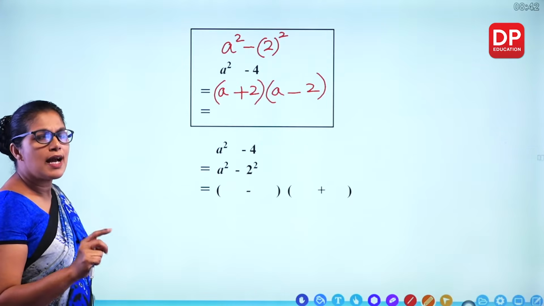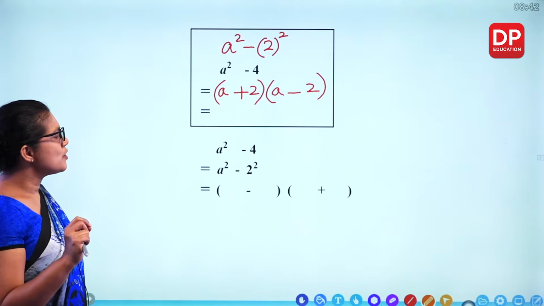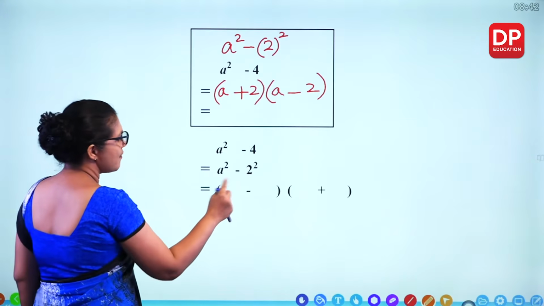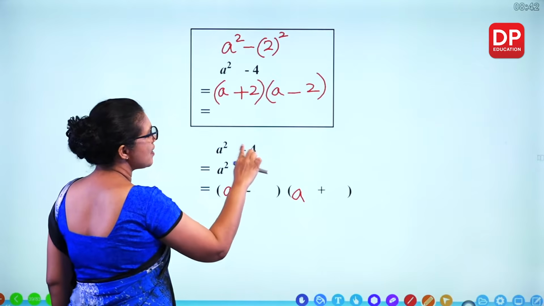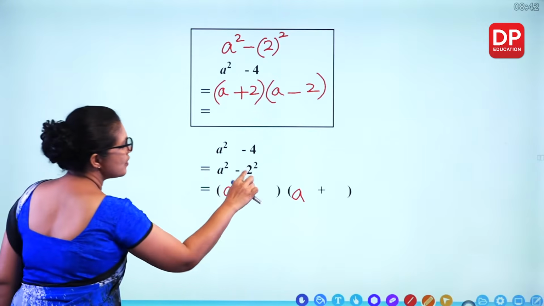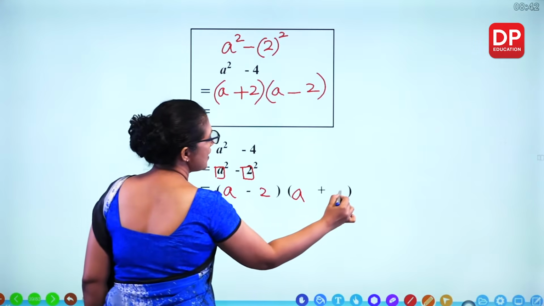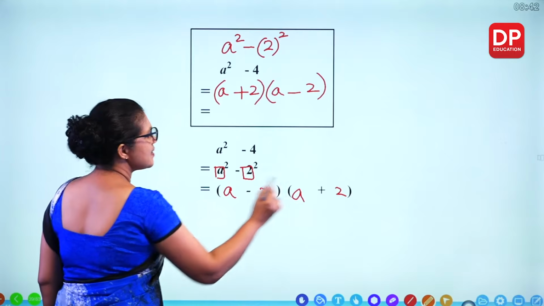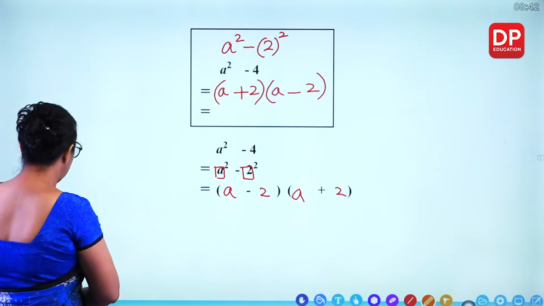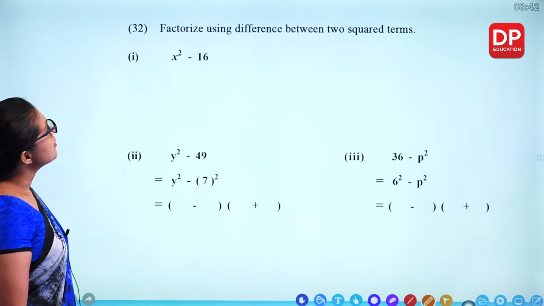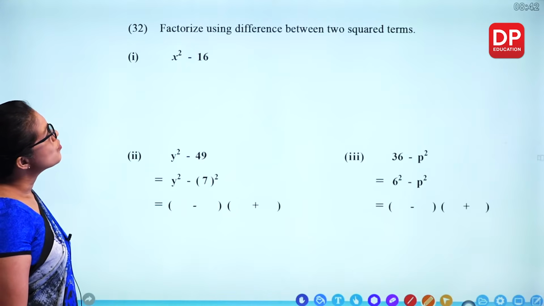So what do you call that? Difference between two square terms. When you get the difference between two square terms, you can write the first one here and the last one. 4 you get 2 and 2, so this number. So when you write down the square terms, these two come here, and one is minus and the other one is positive. Now we can factorize all these using difference between two square terms.